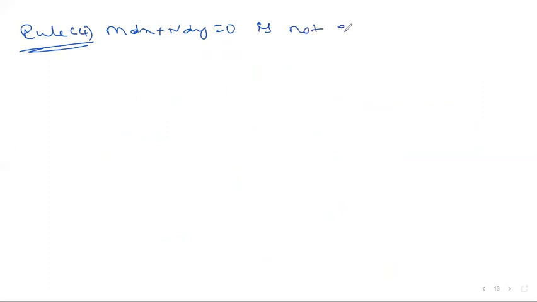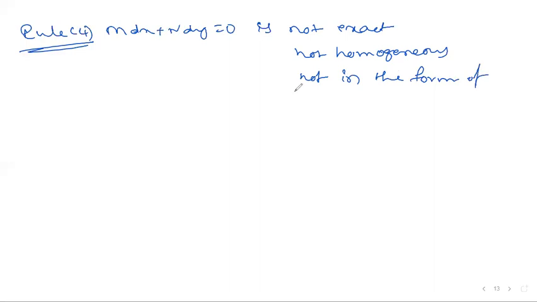How do we take it here? Rule 4: given M dx + N dy = 0 that is not exact, not homogeneous, and not in the form y f(x,y) dx + x g(x,y) dy = 0, here we take an integrating factor.